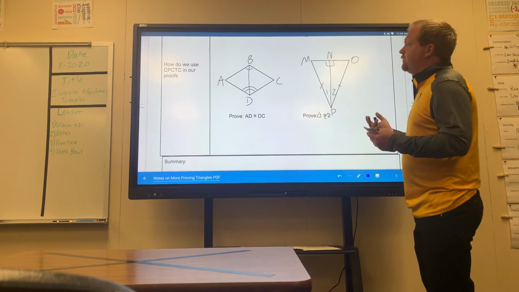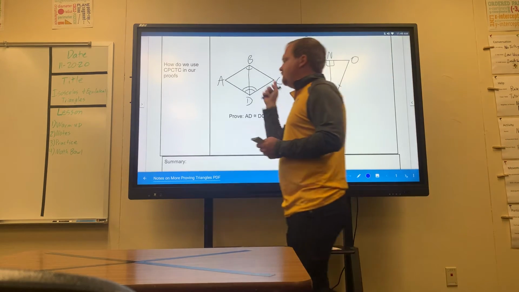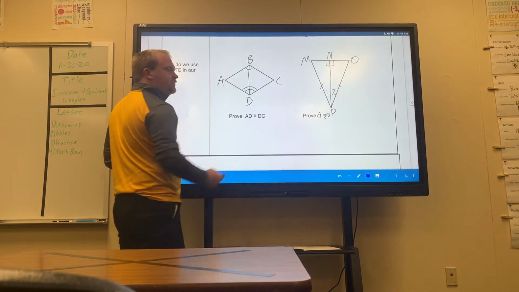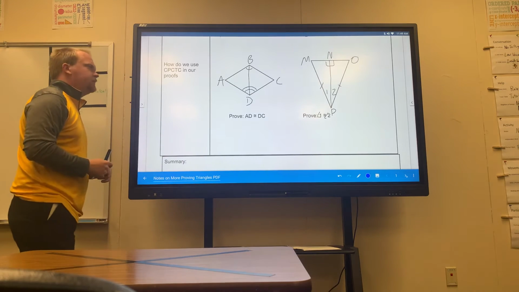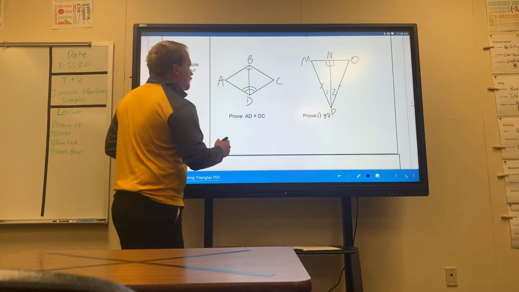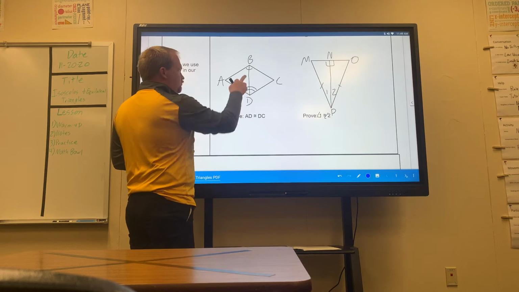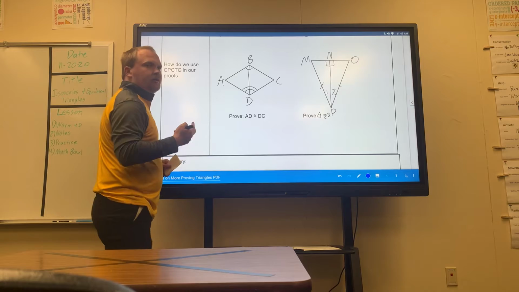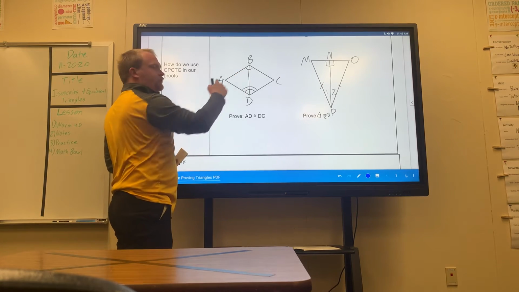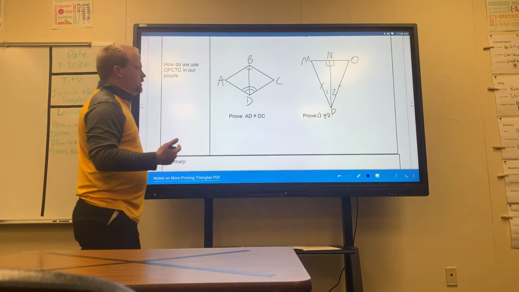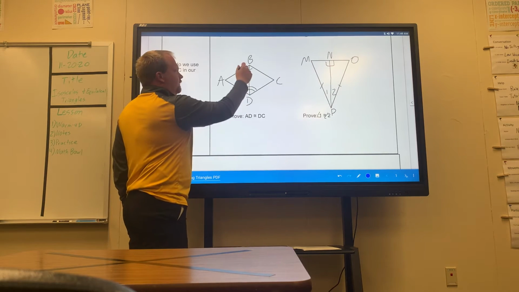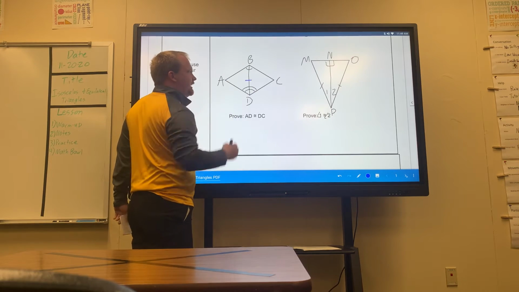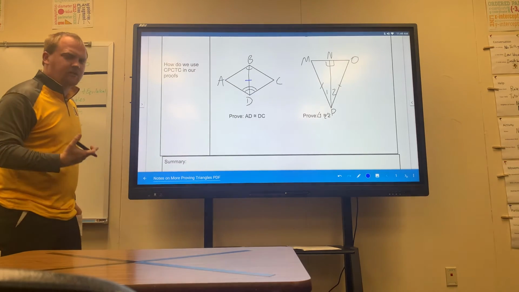Now, looking at this figure right here, I want to be able to prove that AD is congruent to DC. I want to be able to prove that. So, looking at it, it's a quadrilateral with two triangles because of the side in the middle. Now, luckily, each of these angles are congruent to each other. And BD and BD are equal to each other because they're reflective. So this side right here is going to be congruent to itself.